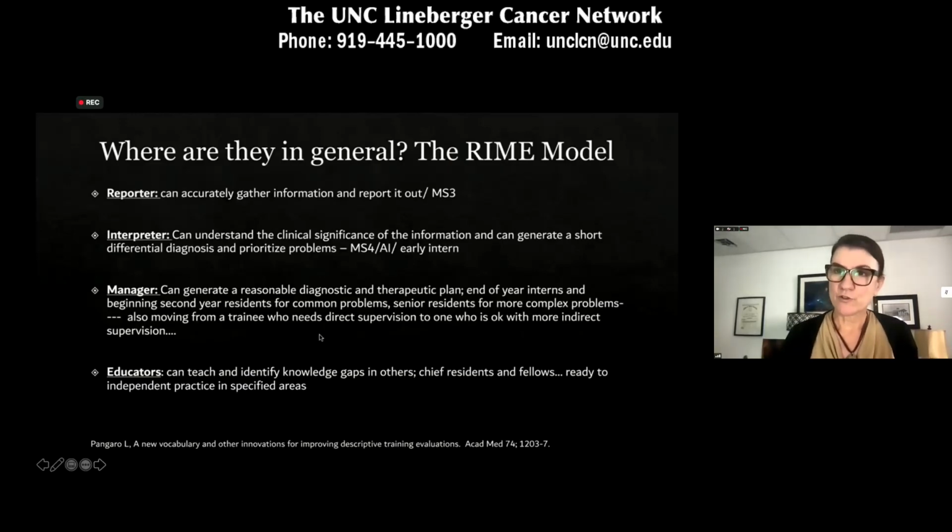And when thinking about your learner's ability to care for patients in a graduated fashion, think about where they are in the RHYME model. I find this model very helpful. Are they a reporter who can accurately gather information and report it out to you, basically an early third-year medical student? Are they an interpreter who can understand the clinical significance of the information and generate a differential diagnosis, basically a fourth-year med student or an early intern? Or are they able to manage patients, creating a diagnostic plan and therapeutic plan, basically an end-of-year intern or a second or third-year resident? Or are they educators, our chief residents, our fellows? Can they not only manage patients, but teach others how to do so as well?